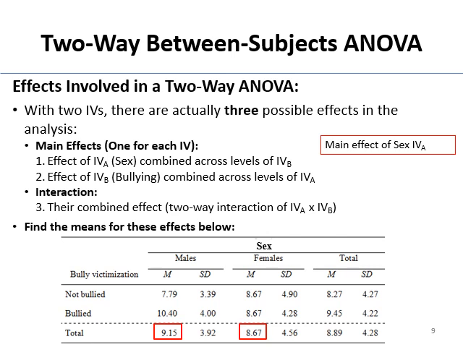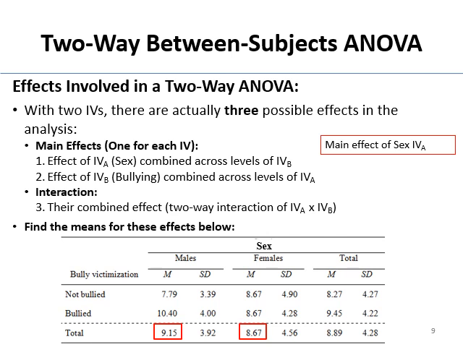9.15 is the average adult hostility for all males. It would be compared to 8.67, the average hostility for all females. That's what's tested by the main effect of sex, number 1 above. It just compares those. It ignores the fact that people were bullied or not. So it's kind of like a one-way ANOVA or independent t-test.